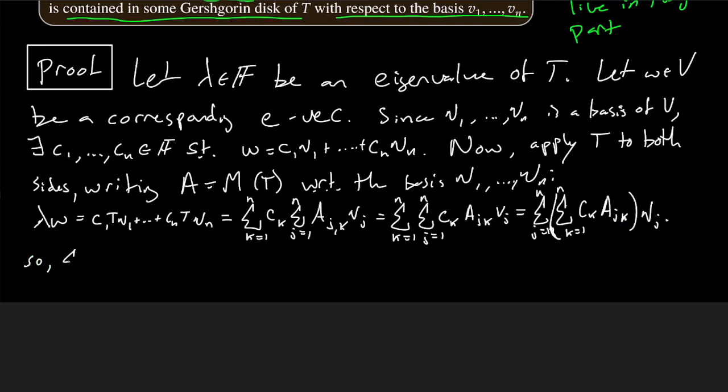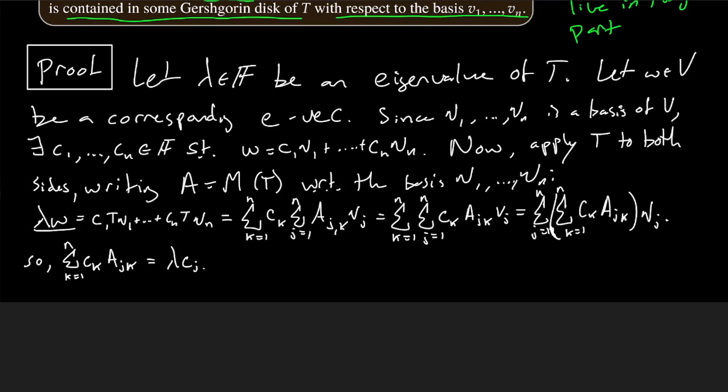So, the sum of c_k a_jk, this sum here from k equals 1 to n, is equal to lambda c_j, just from over here, right? Okay. All we have to do is one kind of silly step now. Okay, let's write it out.